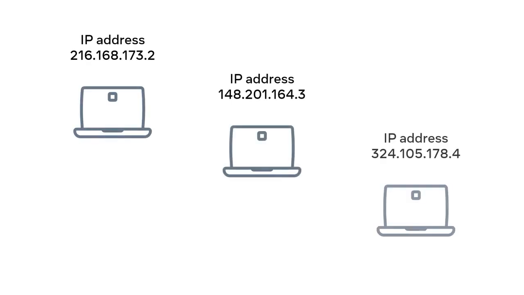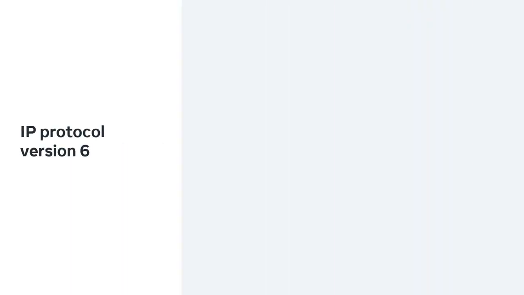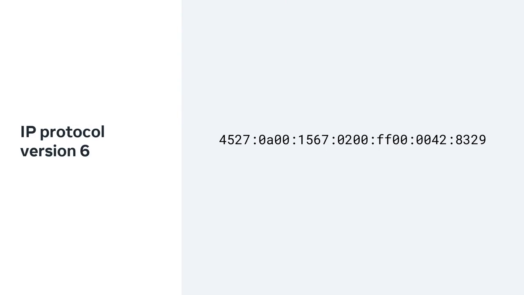Think of that old-fashioned postal system again. When you send a letter to a friend, you need their address, otherwise they won't receive your letter. Computers work in a similar way. Every computer on a network is assigned an IP address. In Protocol version 4, an IP address contains 4 octets separated by periods or dots. For example, 192.0.2.235. In Protocol version 6, an IP address contains 8 groups of hexadecimal digits separated by a colon.